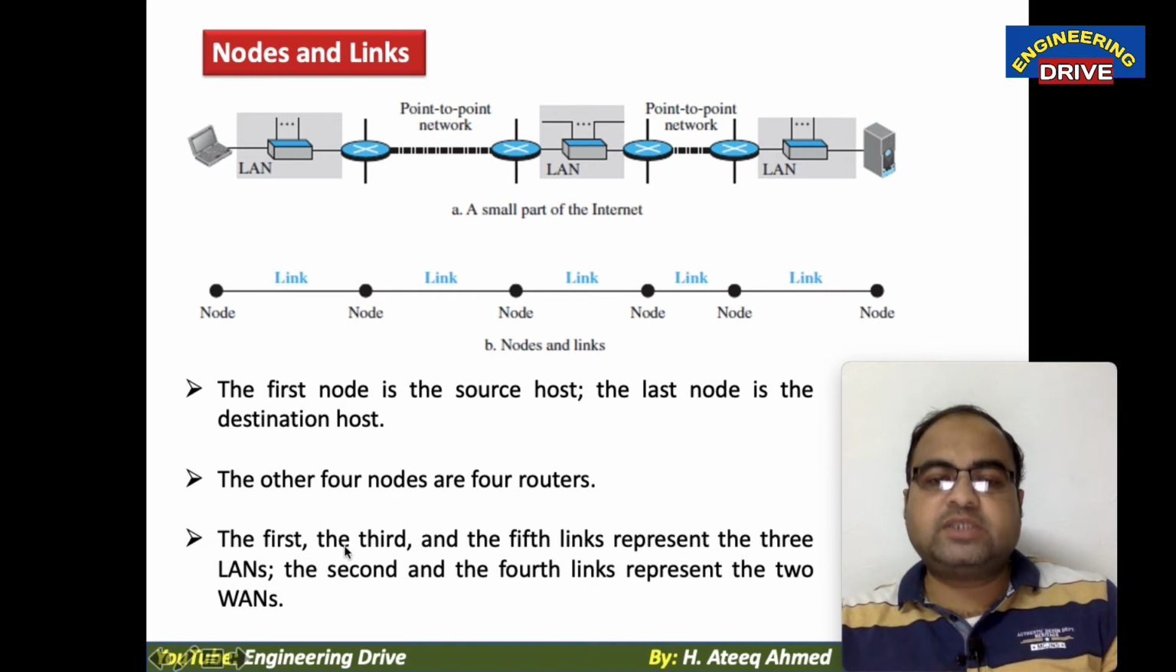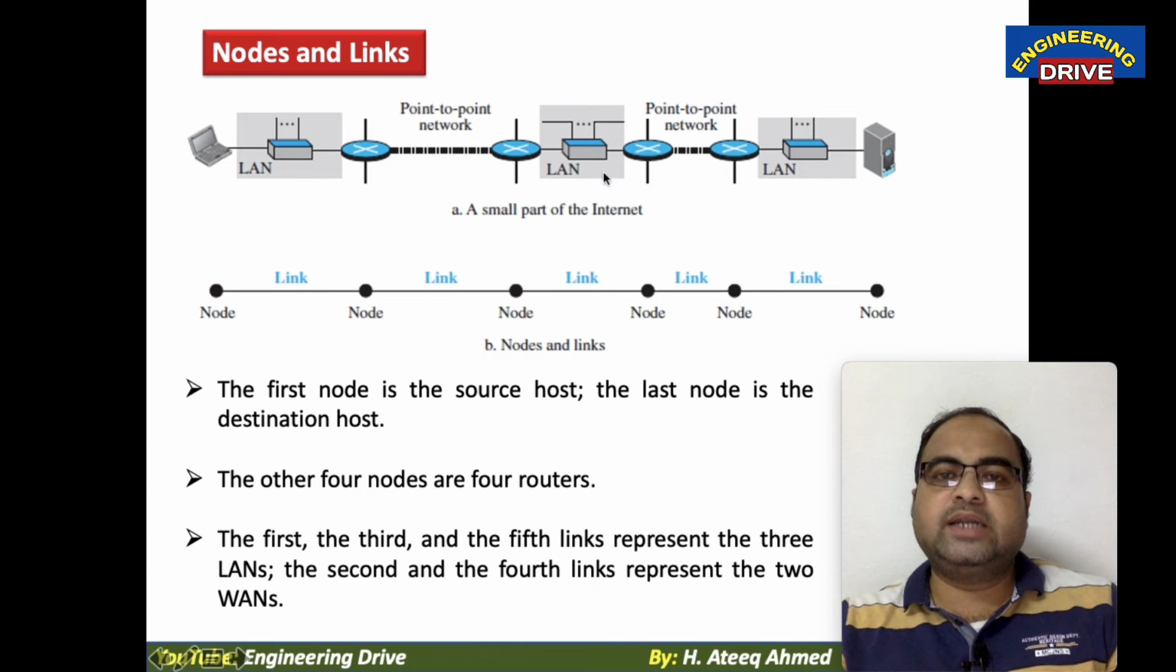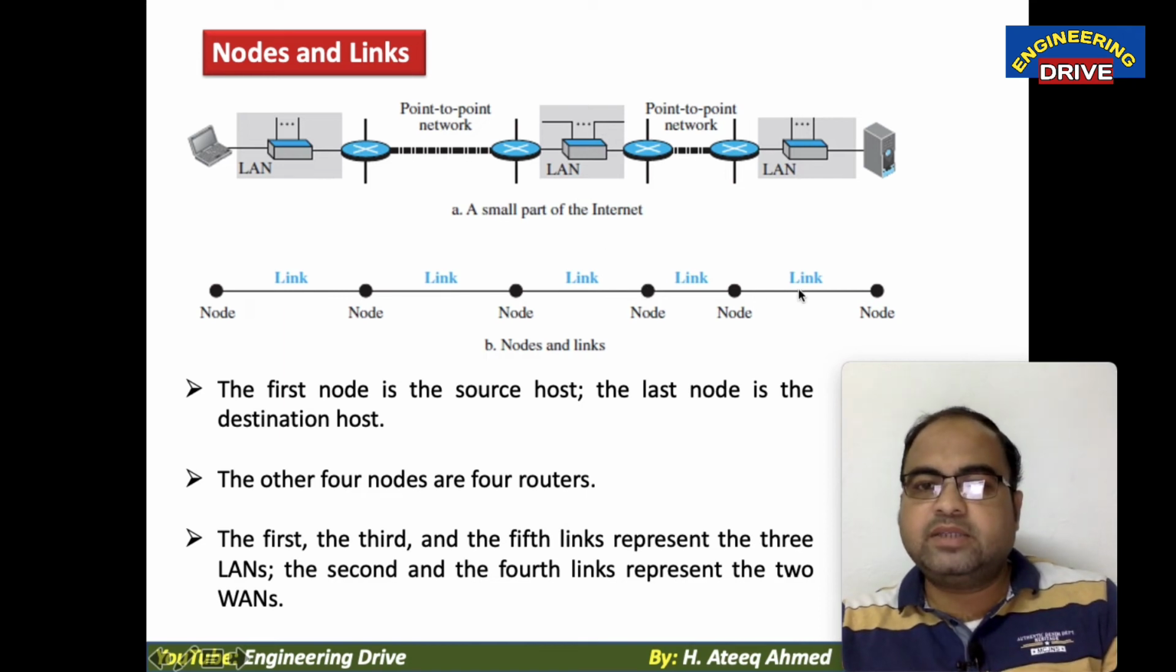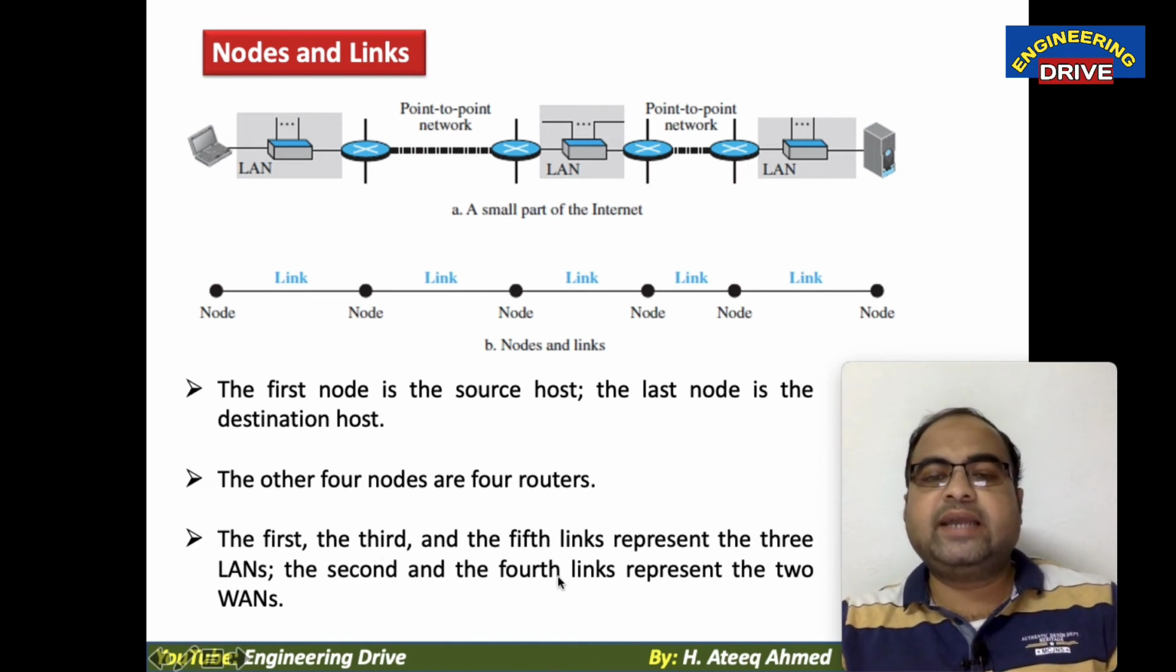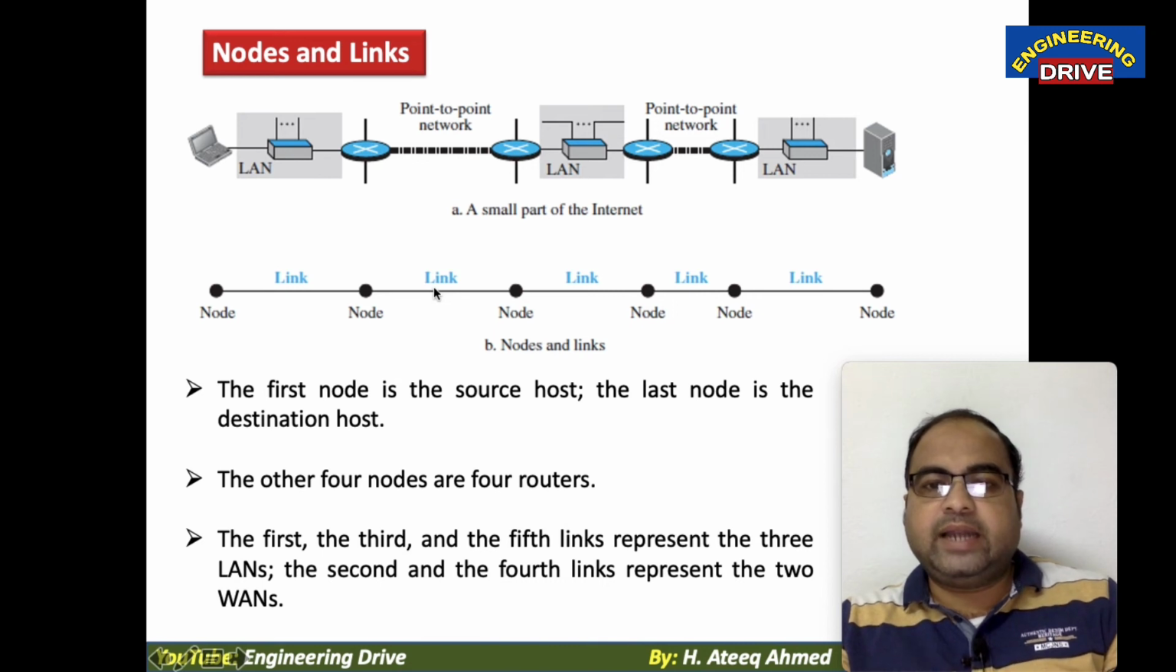Next, the first, the third and the fifth links represent the three LANs. You can see here, the first link is a LAN, the third link is a LAN, and the fifth link is a LAN. The second and fourth links represent two WANs, that is, wide area networks. This is a wide area network, the second link, and this is the fourth link. This is also a wide area network.